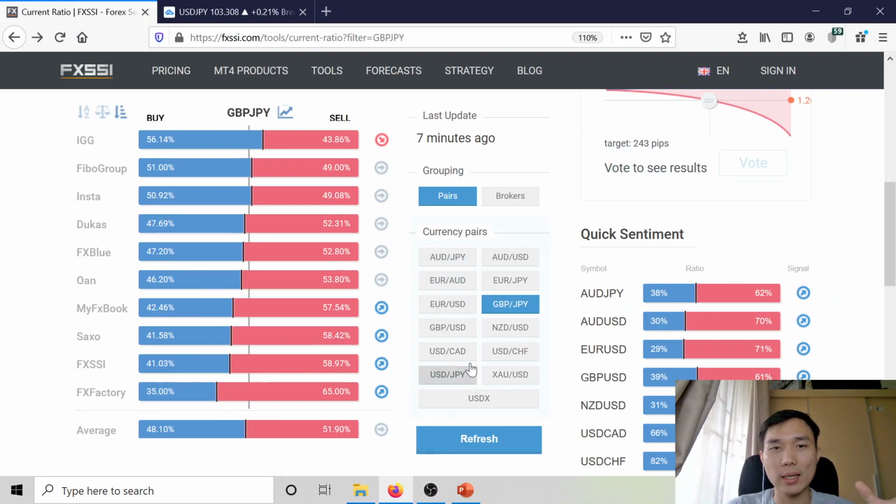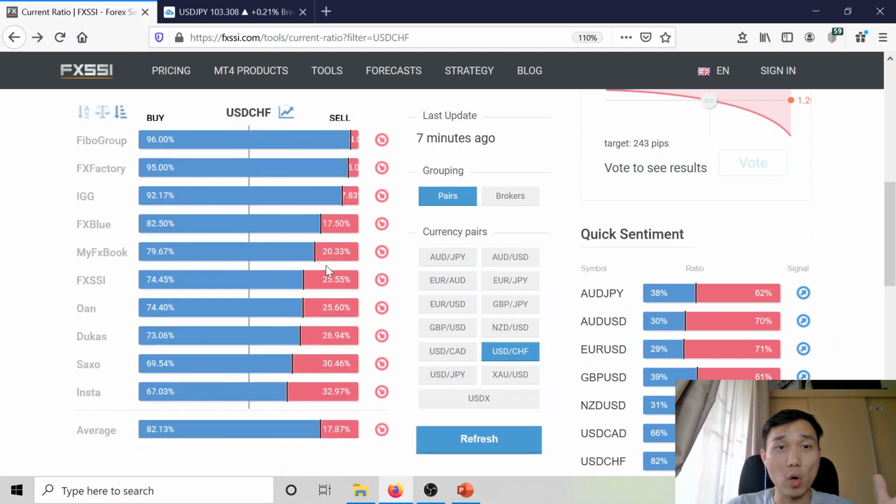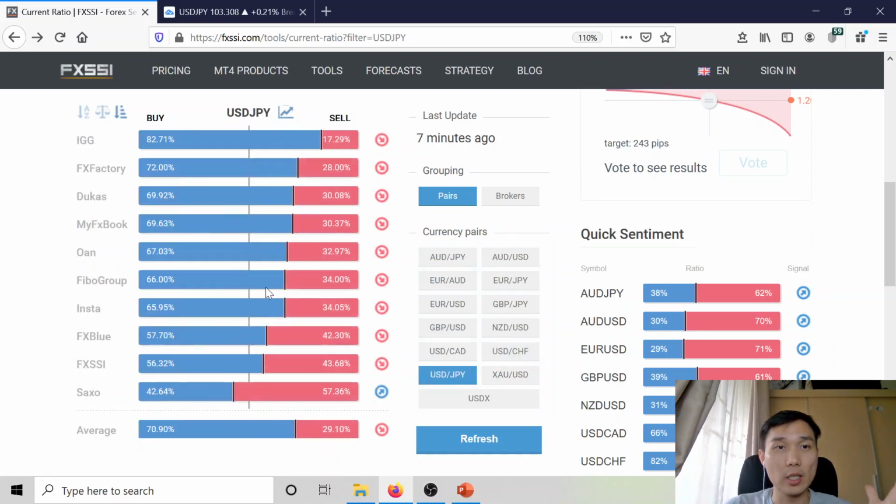We want to see really strong stats like this one, US dollar Swiss franc. The majority of traders are net long, positioned buying. So we want to be on the other side of it. We want to sell this pair later on, USD Swiss franc, and the same on US dollar yen. We want to sell this pair. We do not want to follow what they're doing. We want to be contrarian traders. That's what we're going to do.